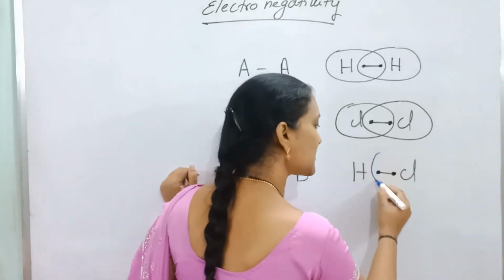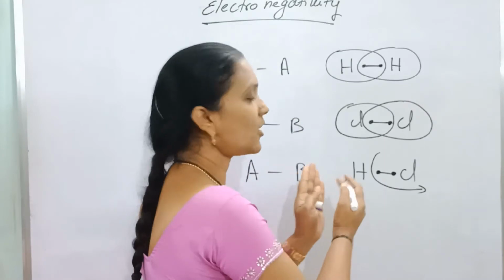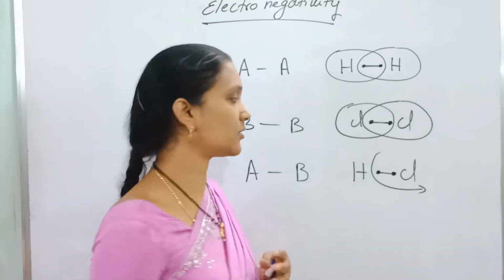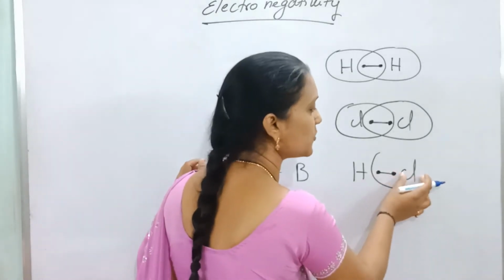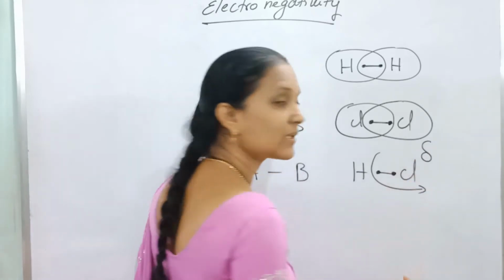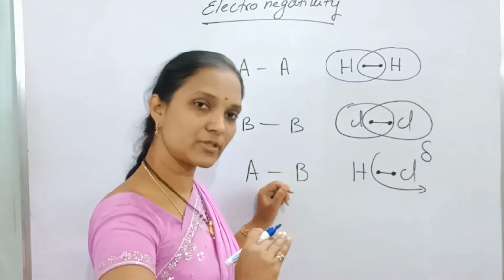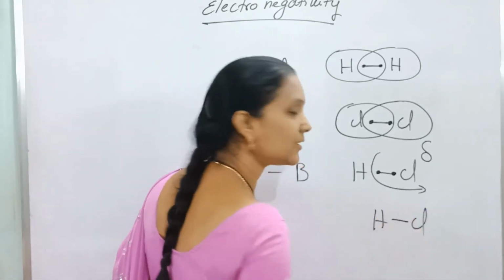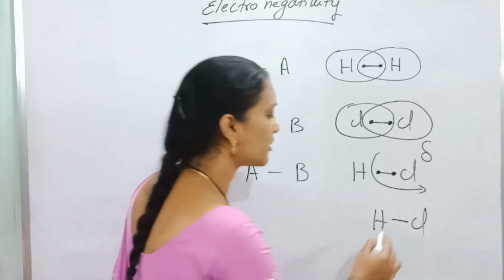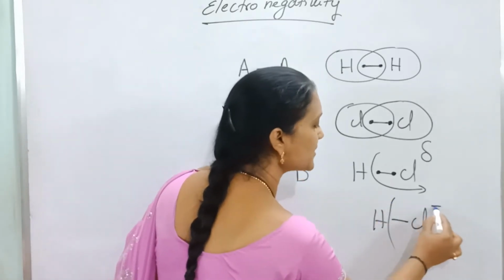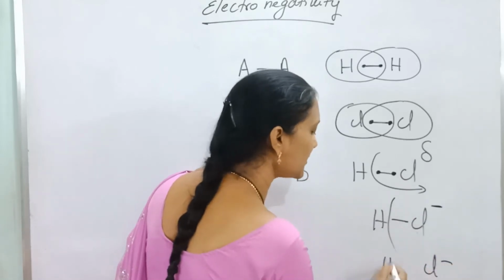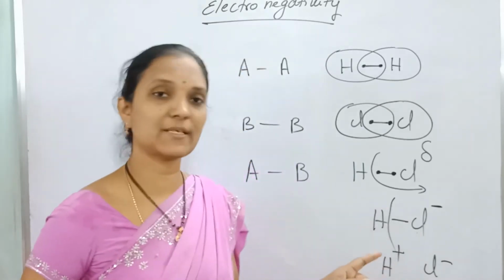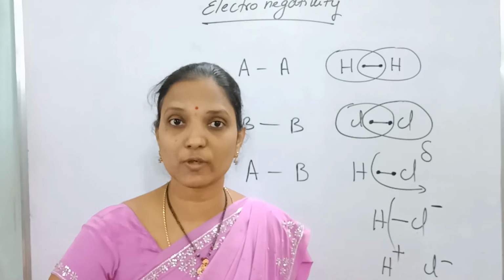So if chlorine attracts this bond pair more towards itself, the bond pair shifts towards chlorine. Nothing but electron density is more towards chlorine compared to hydrogen. So the electron pair is attracted towards chlorine. But chlorine does not completely gain the electrons; just the bond pair has shifted. For example, in the breaking of a bond, heterolytic cleavage, chlorine gains the electron and changes to Cl minus, and hydrogen loses the electron, so it changes to H plus. H plus and Cl minus will form if it is heterolytic cleavage.